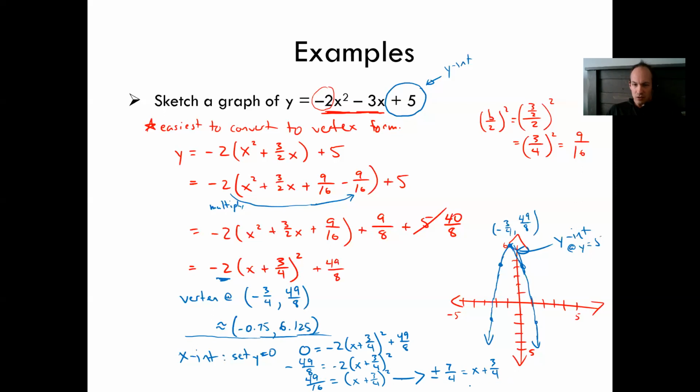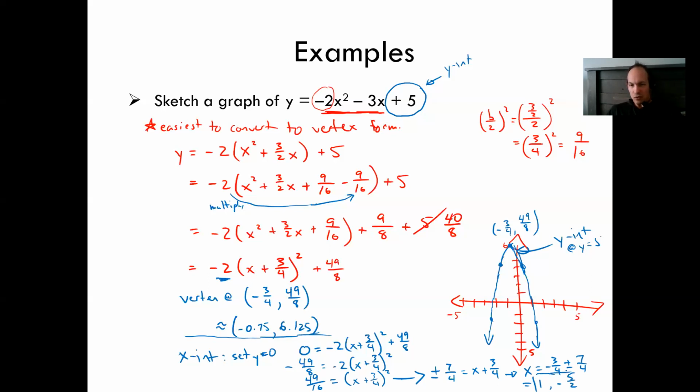So what this is looking like, x is equal to, we'll move the 3 over 4 there, plus or minus 7 over 4. So what are my answers? When I add 7 over 4 to negative 3 over 4, that's equal to 4 over 4, which is 1. And if I subtract it, that's equal to negative 10 over 4 or 5 over 2.